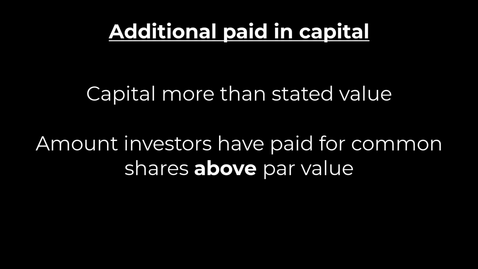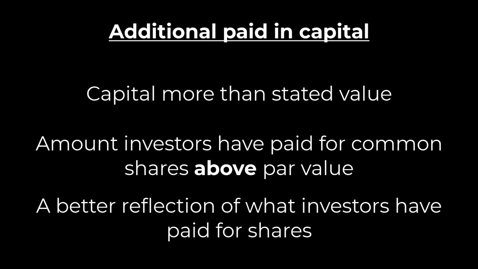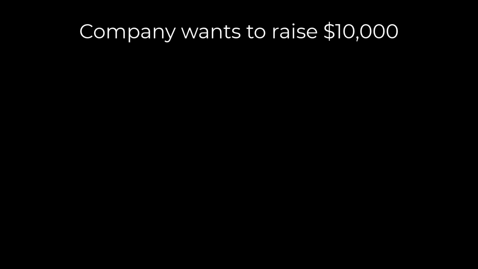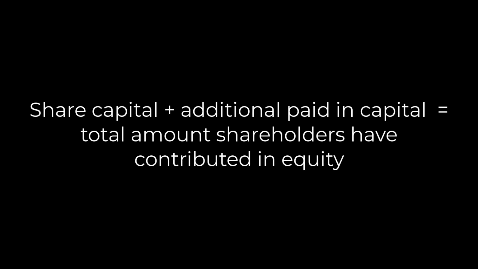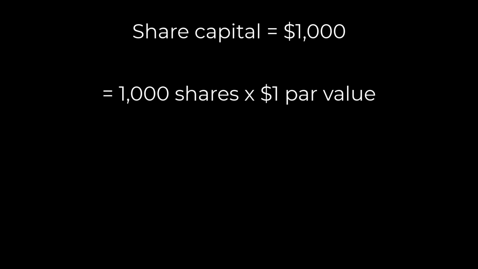Additional paid-in capital, sometimes called capital more than stated value, is the amount investors have paid for common shares above par value. This will be a better reflection of what investors have paid for the company's shares. Let's say a company wants to raise $10,000 by issuing 1,000 shares at $10 a share. Let's also assume the company shares have a par value of $1. If you add up all the share capital and additional paid-in capital, you get the total amount that shareholders have contributed in equity. On the company's balance sheet, next to share capital, it will have a value of $1,000. 1,000 shares at a par value of $1 equals $1,000.